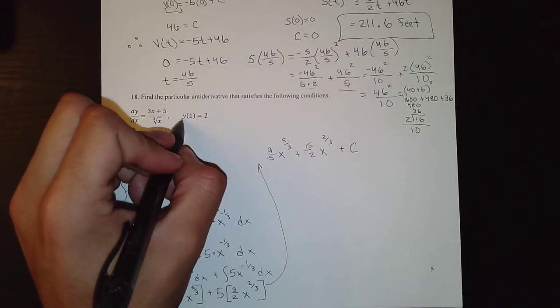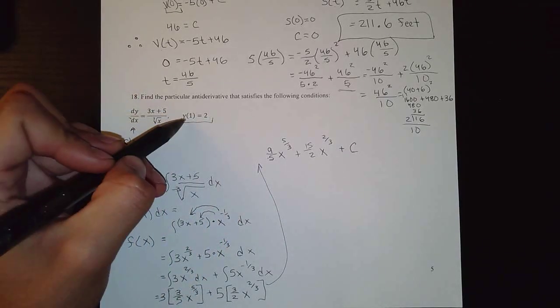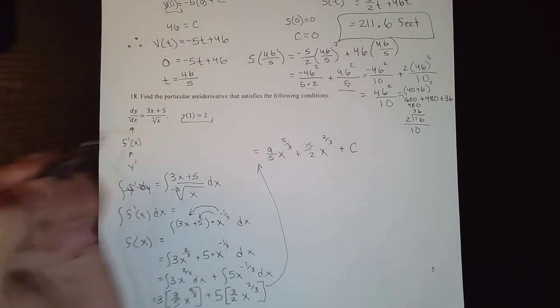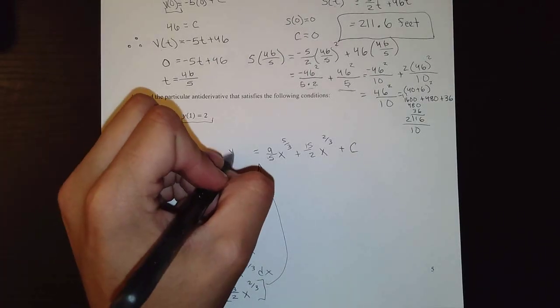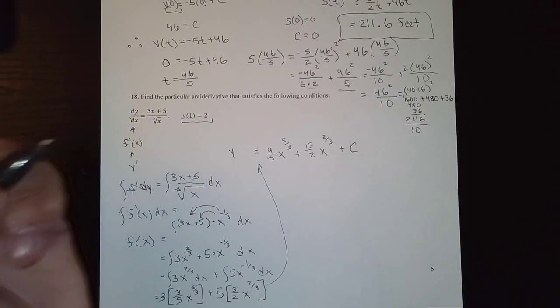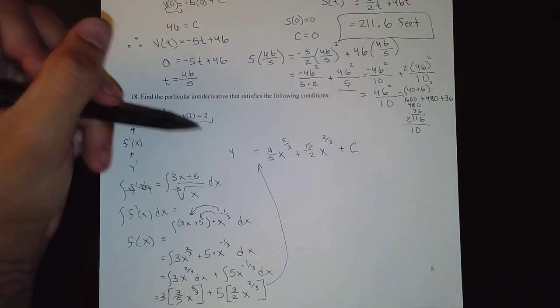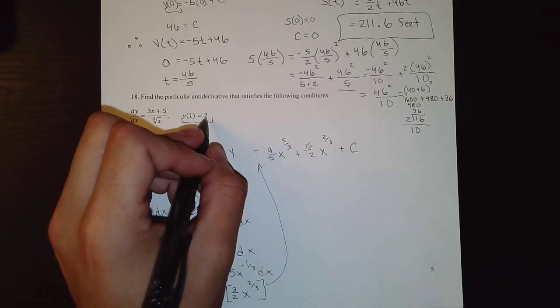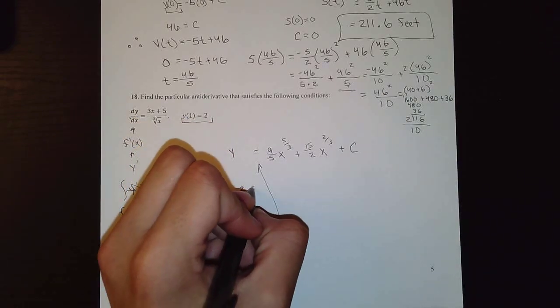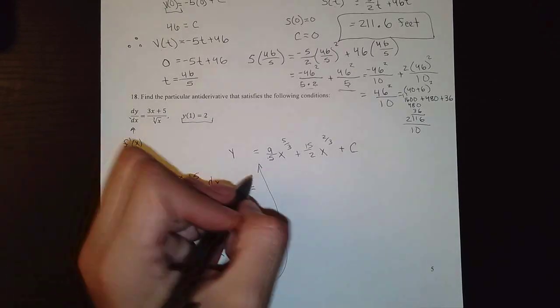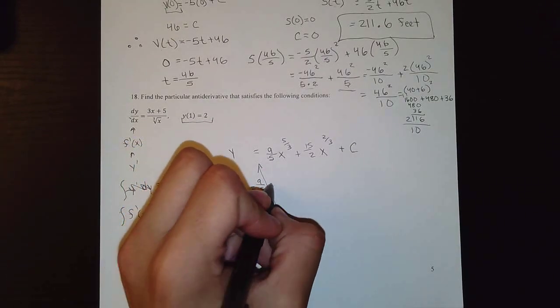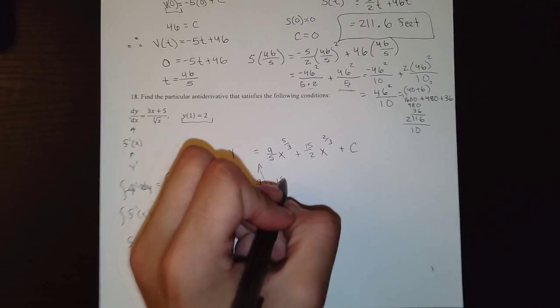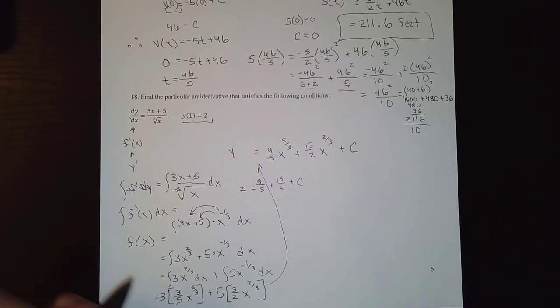And that's why we have to use this condition right here, that when we plug in 1, so this is our f of x or our y. So when we plug in 1 to this function, we get out a 2. So y equals 2 when x equals 1. So I would have 9/5 plus 15 halves plus c. And now I would solve this equation for c, plug in our c value, and we would get the antiderivative.